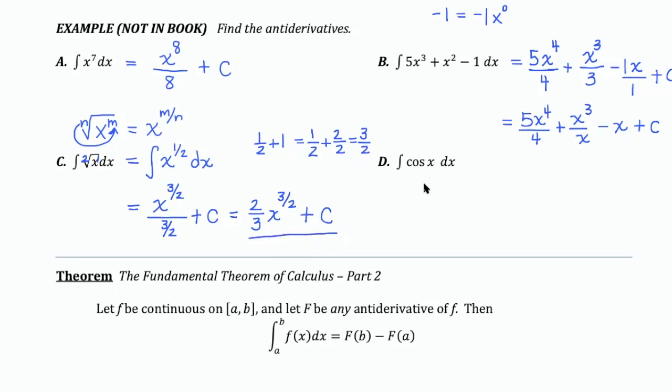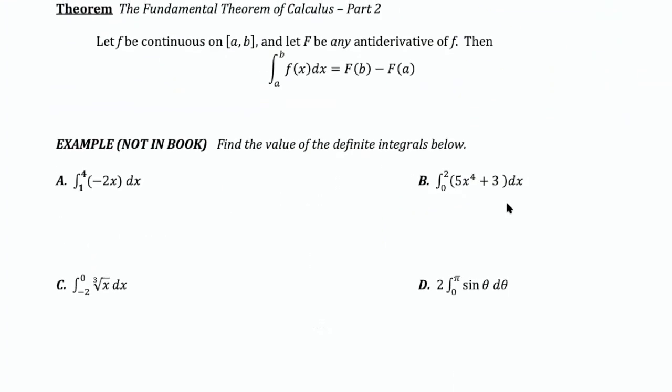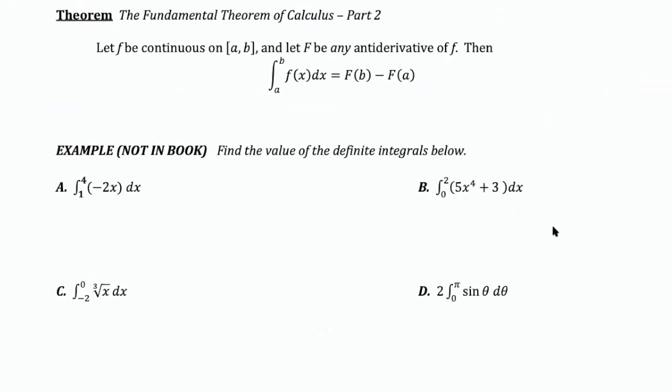I threw in a cosine example. Hopefully you do remember that the derivative of sine is cosine. And remember, since we're integrating, we're just kind of going backwards. So if we integrate cosine, we should get back the function sine of x plus C.